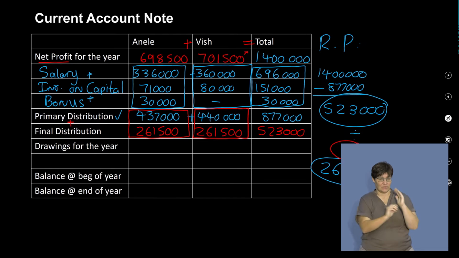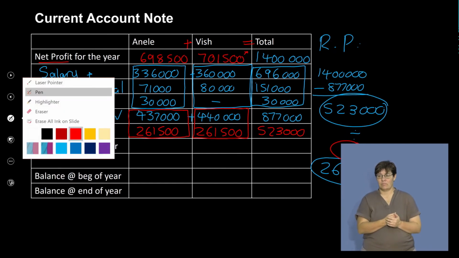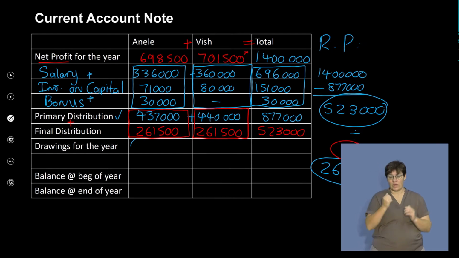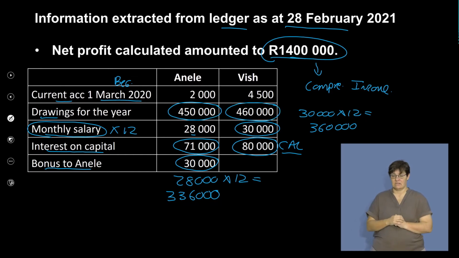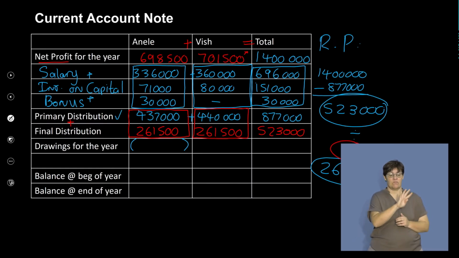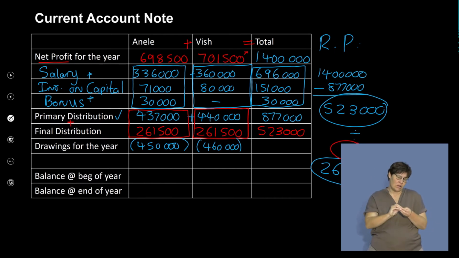So the next bit that we now need to fill in is drawings for the year. So I just want to quickly go back to my blue pen. Right, so my drawings for the year, drawings must be in brackets. So if I go back to my information, drawings for the year, Anele has taken 450,000, whereas Vish has taken 460,000. So let's fill that in. 450,000 for Anele. Okay, and then Vish has taken 460, so let's fill that in. 460,000.